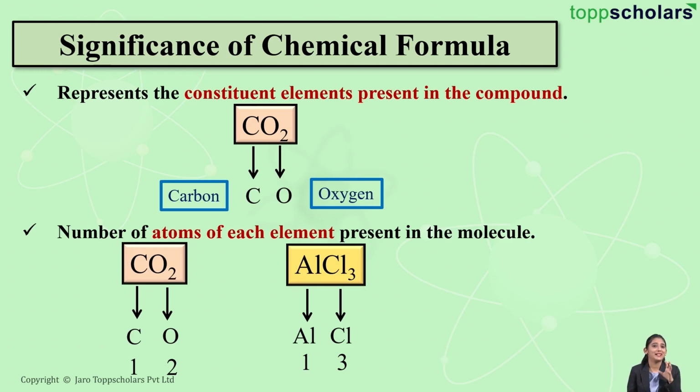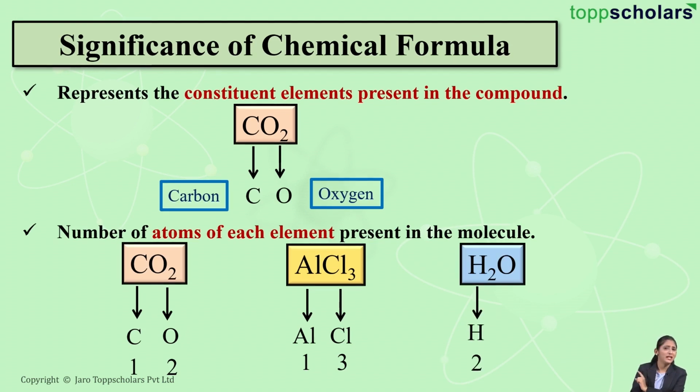So from this we can say that a chemical formula gives you information about the constituent elements that are present in the compound, and it also gives you information about the number of atoms of each element that is present in the molecule. Let's take one more example, H2O, the water molecule. Now friends, tell me, how many atoms of hydrogen are there over here? Yes, 2 atoms of hydrogen. And how many atoms of oxygen are there? 1 atom of oxygen. So friends, from this we understand that a chemical formula gives you information about the constituent elements that are present in the compound, and it also gives you information about the number of atoms of each element that is present in the molecule.